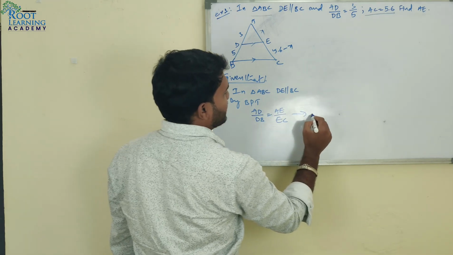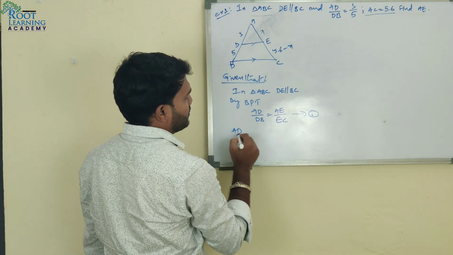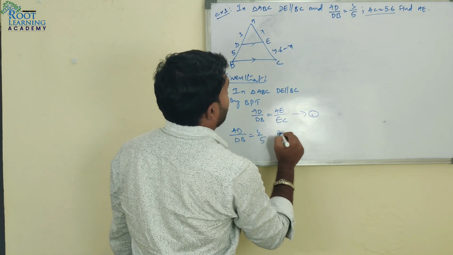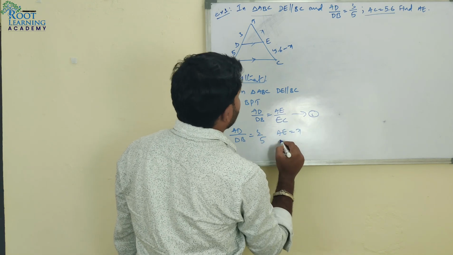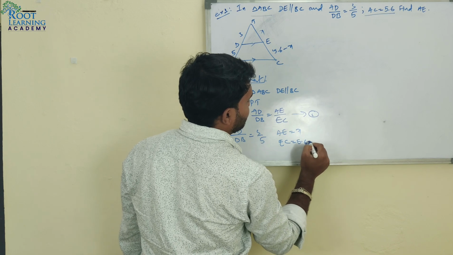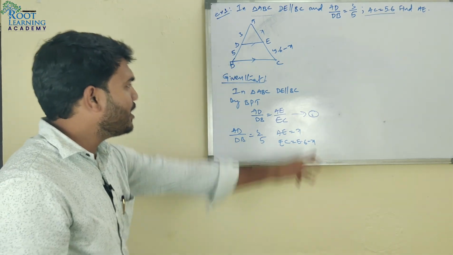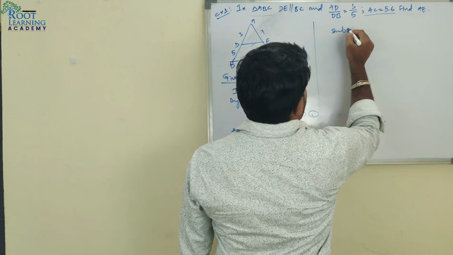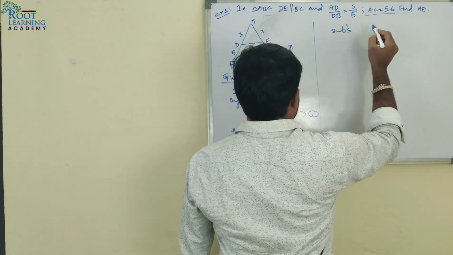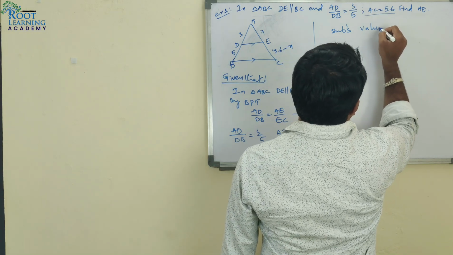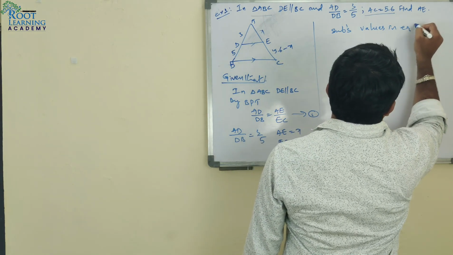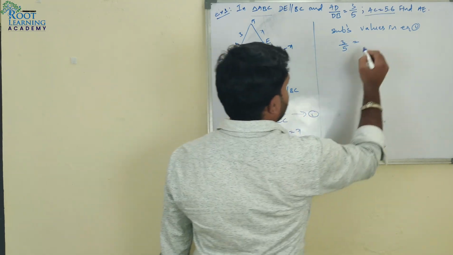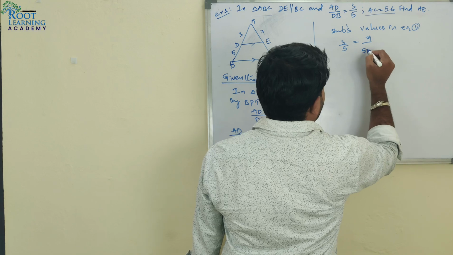Take it as equation number 1. Just take the values. AD by DB is equal to 3 by 5, AE is equal to x and EC is equal to 5.6 minus x. Substitute all these values in equation number 1. So 3 by 5 is equal to x by 5.6 minus x.